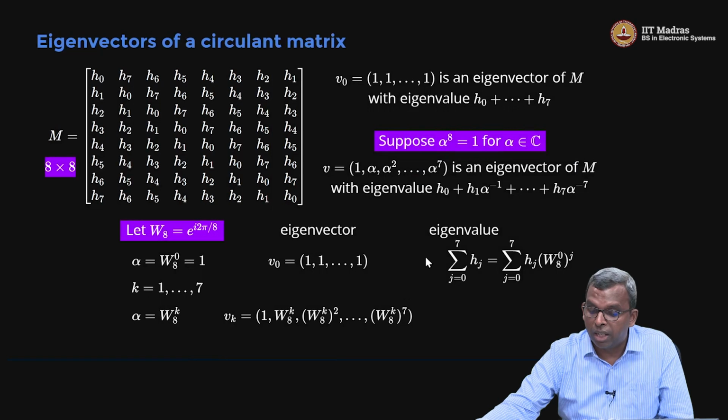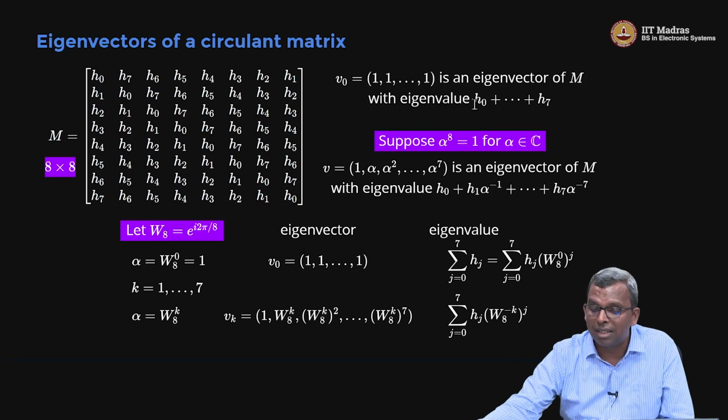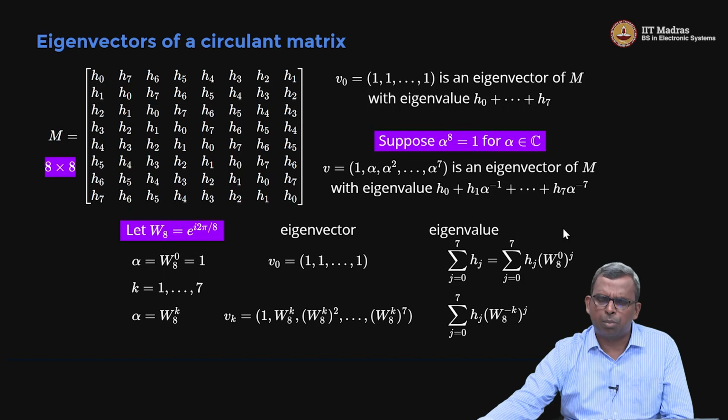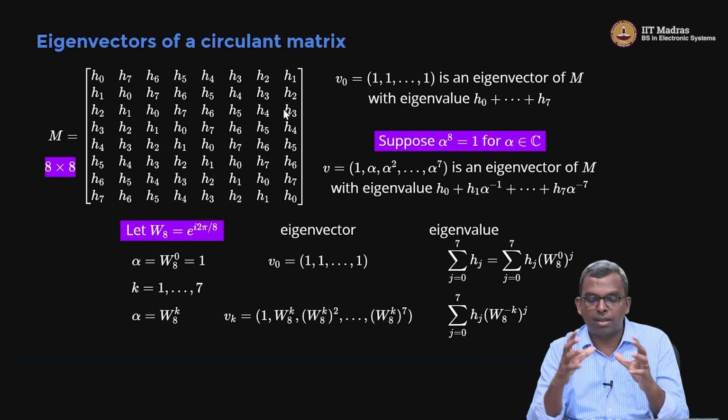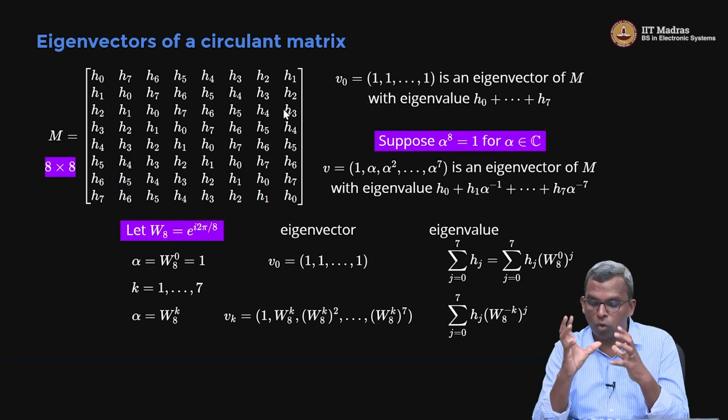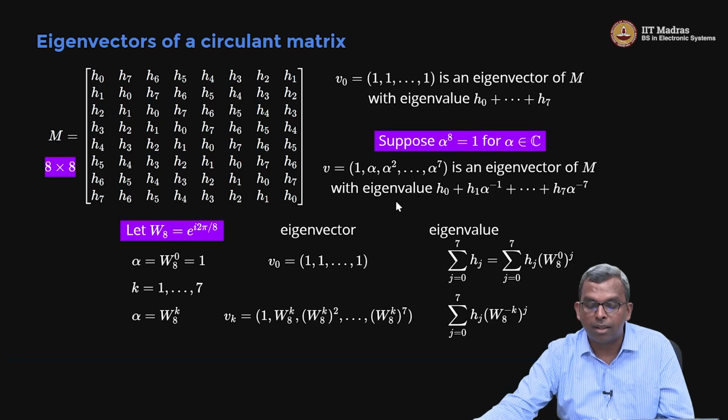Okay, what about the eigenvalue here? I have to do alpha inverse, right? So, summation j equals 0 to 7 Hj alpha inverse power j, so W8 power minus k j. If you add this, you get the eigenvalue. So you start seeing complex eigenvalues. We will see a specific example later on with a smaller size. This is 8 by 8, it is quite big, right? So you can do 4 by 4, you will get a smaller size. But this is the central property.